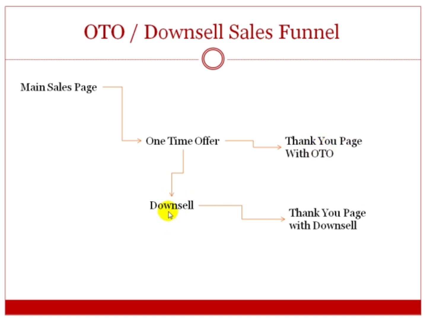Now, if they click on no to the downsell, then they're going to be forwarded to the thank you page with no one-time offer or downsell. So it's just going to be the basic funnel from main sales page to thank you page. So feel free to pause this at any time just to study this if you need to do this.